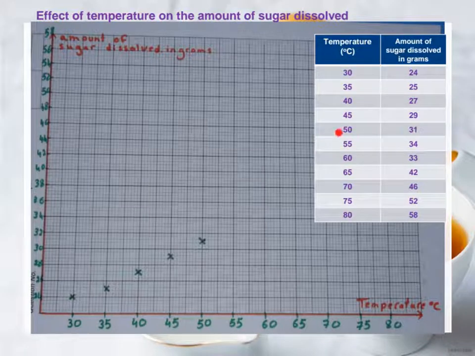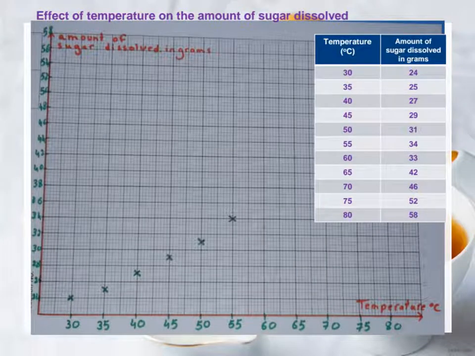Similarly, at 50 degrees, the maximum amount is 31. So from 50, I'll go up until reaching 31, which is in between 30 and 32. At 55, the amount of sugar increased till 34 grams. So at 55 degrees Celsius, I'll go up until reaching 34 and I'll put an X.